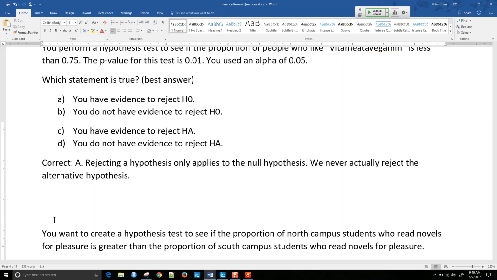We start off with the assumption that the defendant is innocent, and it takes evidence for us to reject that assumption. Okay? We're not starting with the assumption that the defendant is guilty. So we don't say that we didn't reject the alternative.